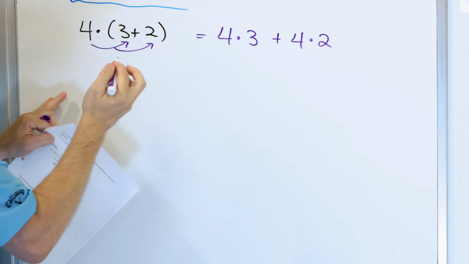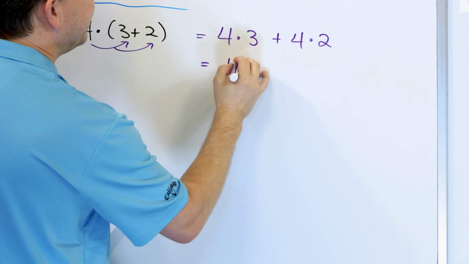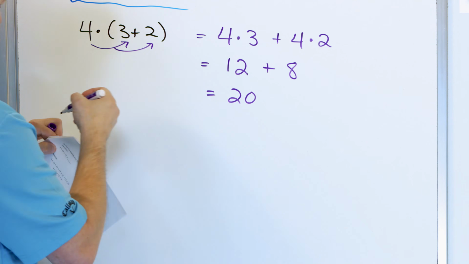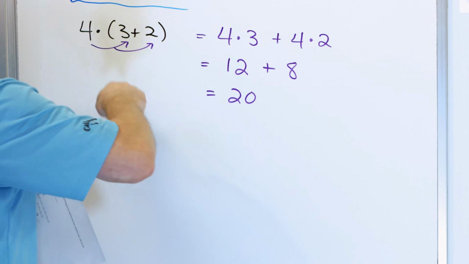Like this. And then what would I get on the right-hand side? 4 times 3 would be 12, and then 4 times 2 would be 8. And what would I get? I would get 20. Now, what would I get if I did it on the left-hand side?